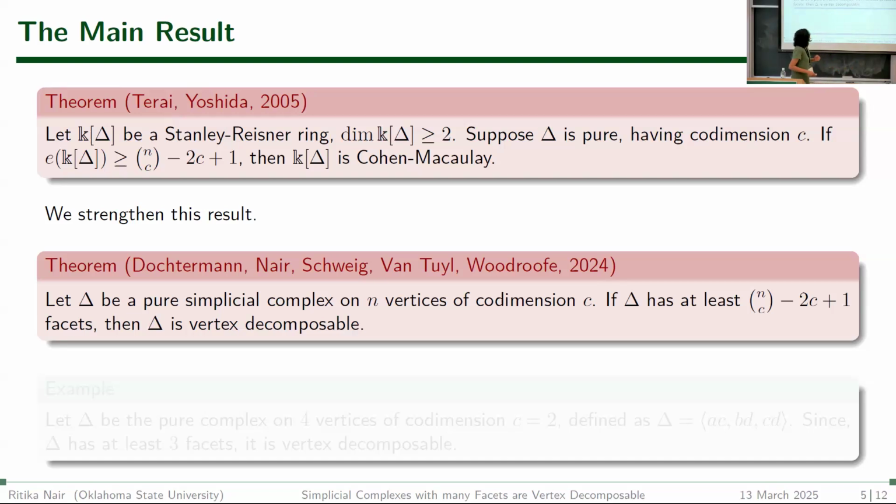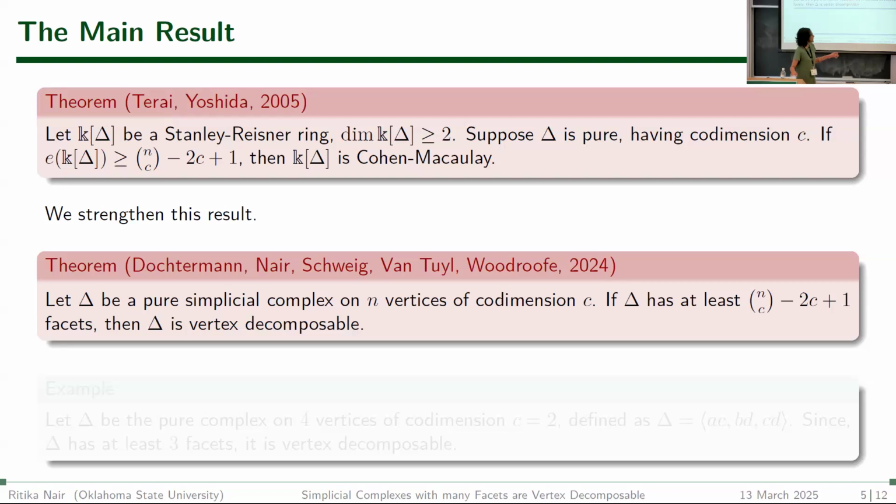The way we proved this result comparatively uses only combinatorial arguments, by counting the number of facets using a certain inductive argument. So that way the proof is more combinatorial and a little simpler, I would say, but we get a stronger conclusion here. If the complex has at least these many facets.